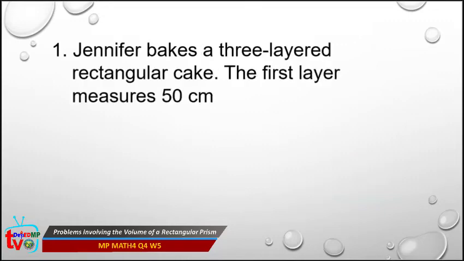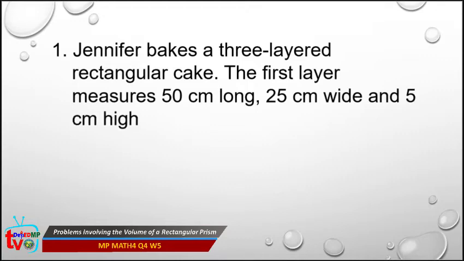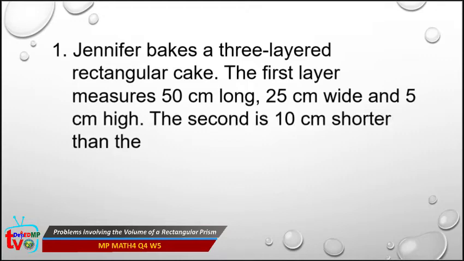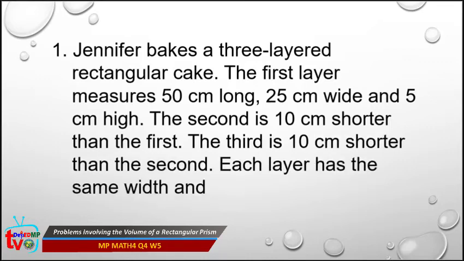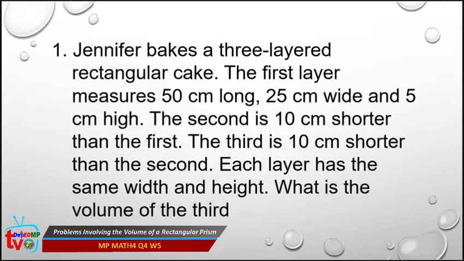Let's see what you will do with letter B problems. Show your solutions and your illustrations in your answer sheets. First problem, Jennifer bakes a 3-layered rectangular cake. The first layer measures 50 centimeters long, 25 centimeters wide, and 5 centimeters high. The second is 10 centimeters shorter than the first. The third is 10 centimeters shorter than the second. Each layer has the same width and height. What is the volume of the third layer of the cake?